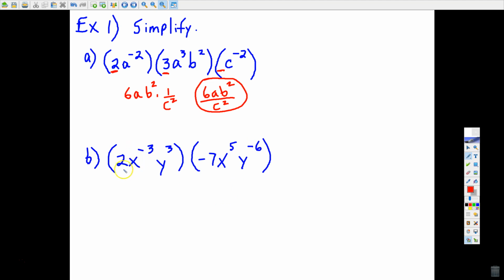Okay, let's try letter B. Once again, I'm going to start off by multiplying coefficients. 2 times -7 is -14. Now I'm going to multiply like bases, and I'm going to do that by adding their exponents together. So I write the base, and then I'm going to add -3 plus 5, and that's +2. Same thing for the y's. I'm going to write the base, and then I'm going to add 3 plus -6 is -3. Well, I can't leave my answer with a negative exponent.